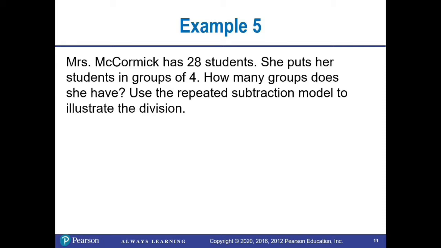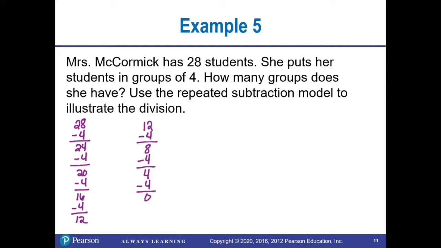So I start with 28 and I'm going to subtract 4. Subtract 4 again gives us 20. Minus 4 is 16. And I want to keep subtracting 4 until I can no longer subtract 4. 16 minus 4 is 12. 12 minus 4 is 8. 8 minus 4 is 4. And 4 minus 4 is 0.